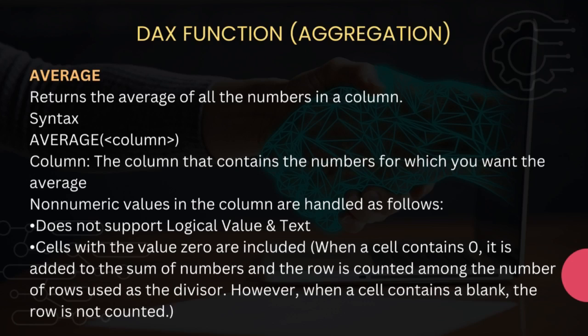Here you can see the syntax. The syntax is AVERAGE, and inside the bracket we have to pass the column name. Remember, the column that we are going to pass inside the AVERAGE DAX function must contain numeric data. It means the data must be the numeric one, because the AVERAGE DAX function doesn't support logical and text type of data.